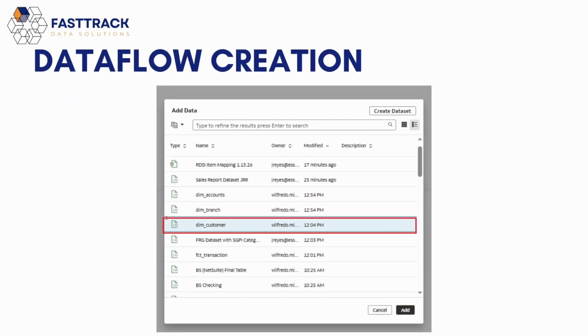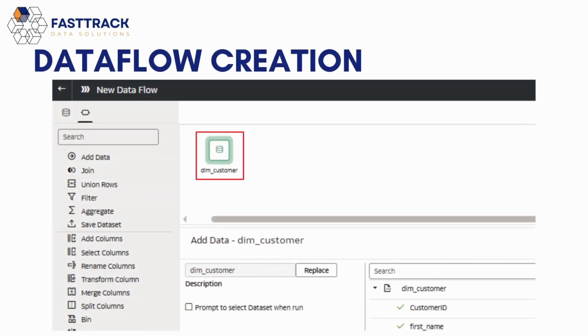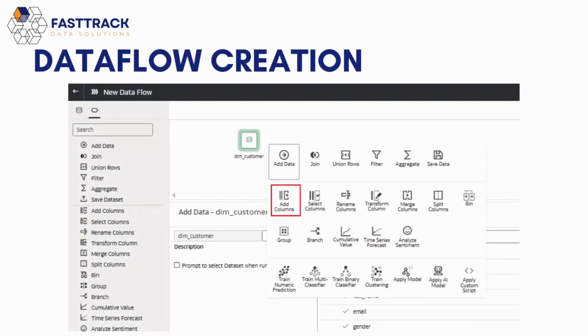Upon clicking Data Flow, choose the dataset you want to transform. In this example, we are transforming the DIM_customer dataset. Upon clicking, the dataset will be displayed in the data flow. This screen shows the data flow interface. Start by selecting your dataset, like DIM_customer, then pick the transformation you want from the menu.